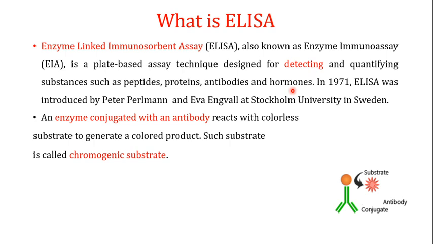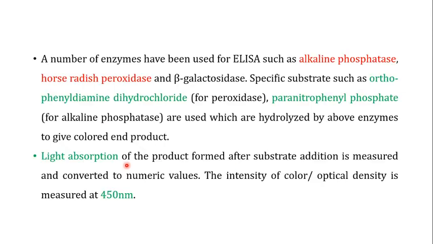And I told you that in ELISA, we are using an antibody conjugate in which an enzyme has been conjugated to an antibody, and that conjugated enzyme acts on a colorless substrate, and when it acts on it, it gives you a colored product. The substrates are known as chromogenic substrates.